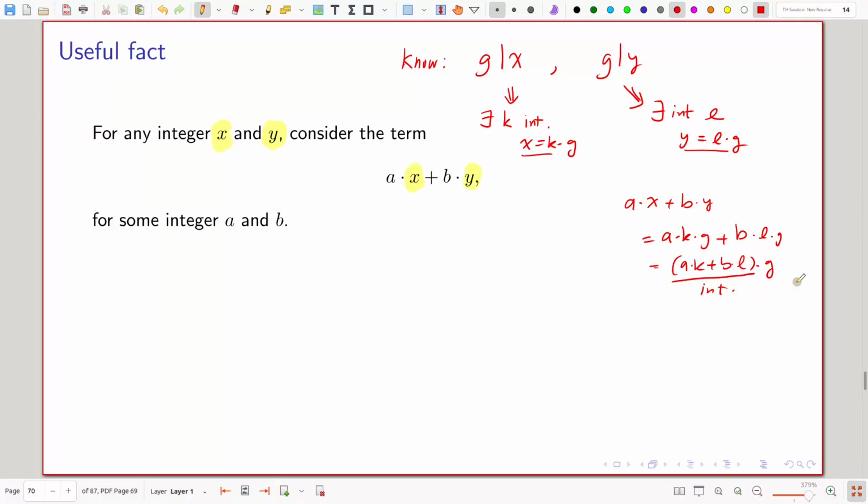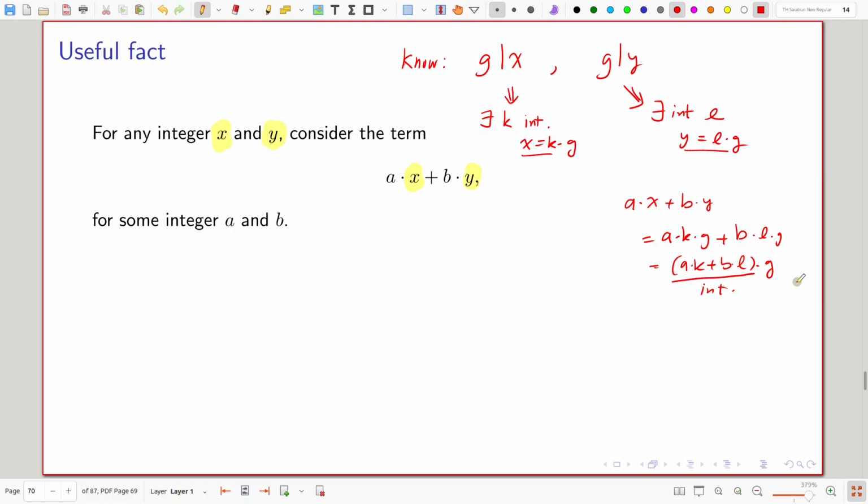What is g? When you look at x and y, what is g? G is a divisor, right? It's a common divisor. Okay? So if t is a common divisor of x and y, it also divides this term. Okay? So any common divisor of x and y divides ax plus by. Okay?